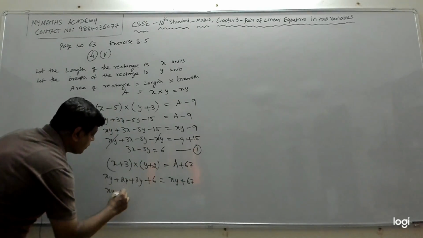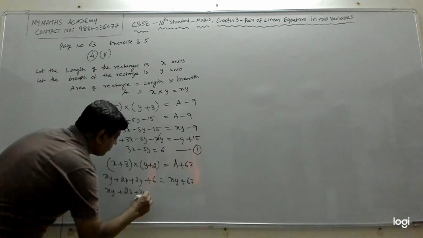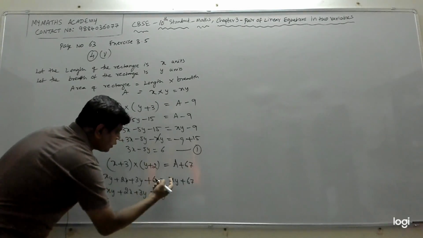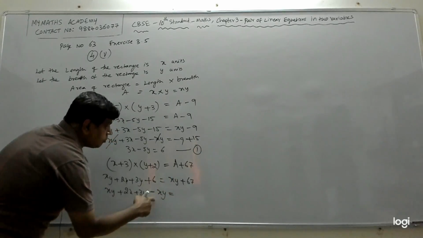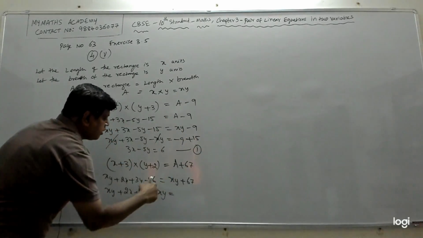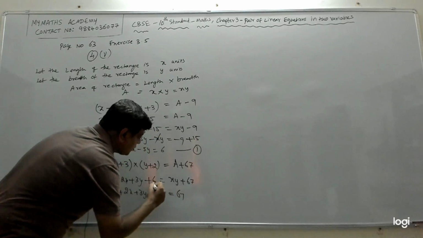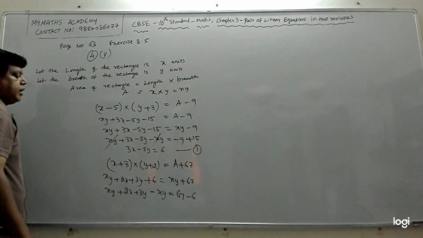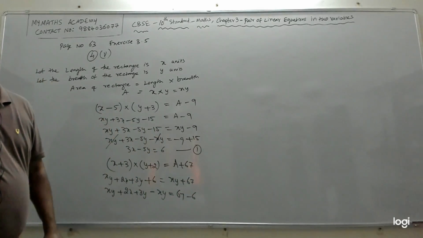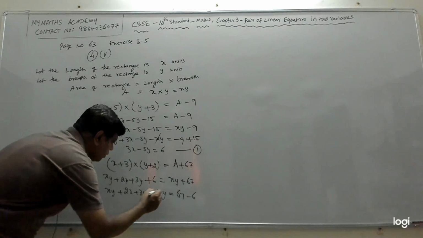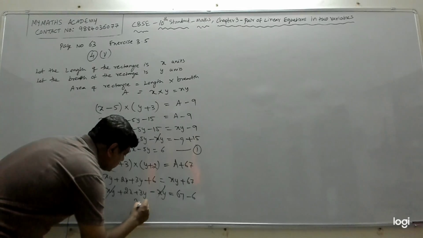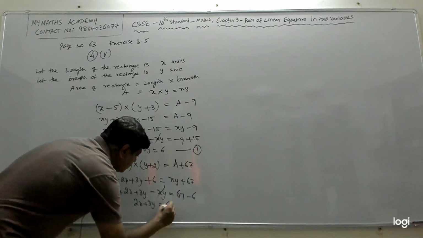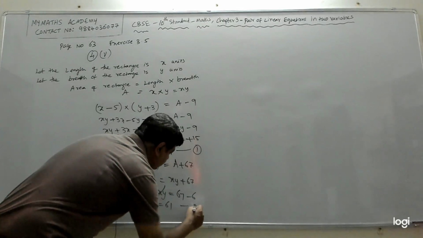So xy plus 2x plus 3y minus xy. This xy comes here, it will become minus xy, because here it is plus xy. Now again 67. This 6 goes this side, it will become minus 6. So the equation becomes plus xy minus xy, they get cancelled. You get 2x plus 3y equal to 61. So this is your second equation.